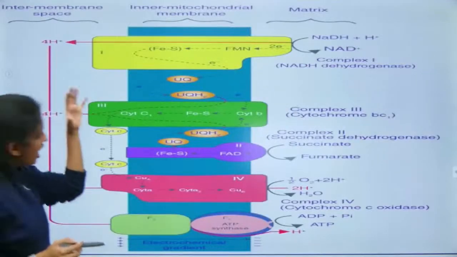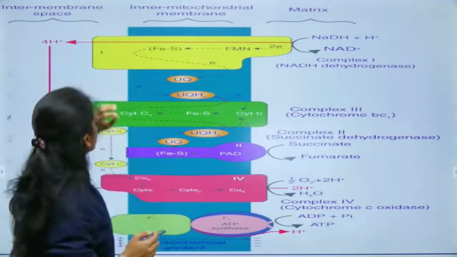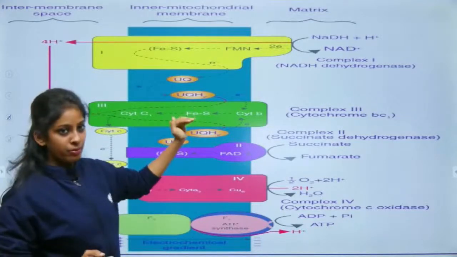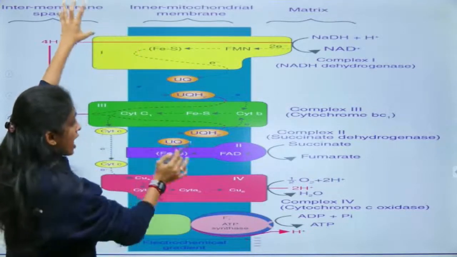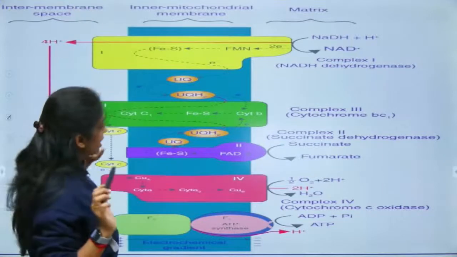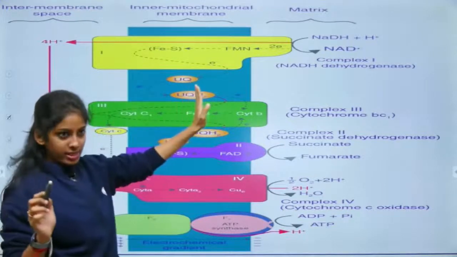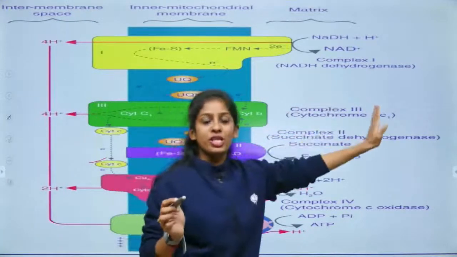So this is how it is. If you see, this is your complex 3. From complex 1 as well as from complex 2, the electrons move towards complex 3, which is your cytochrome BC complex.